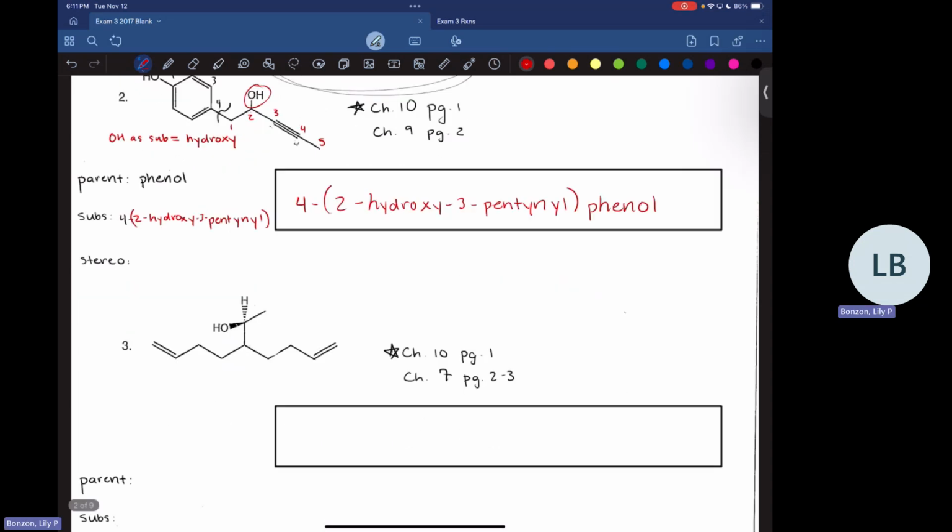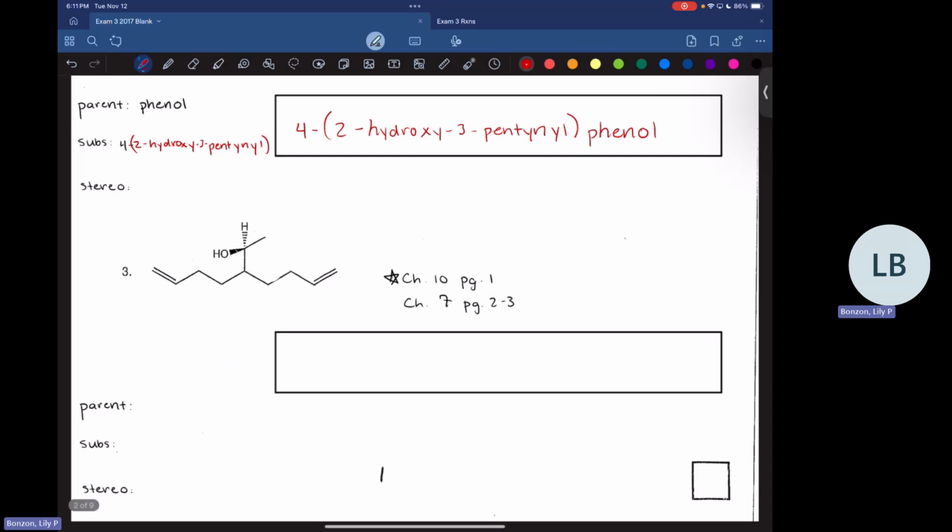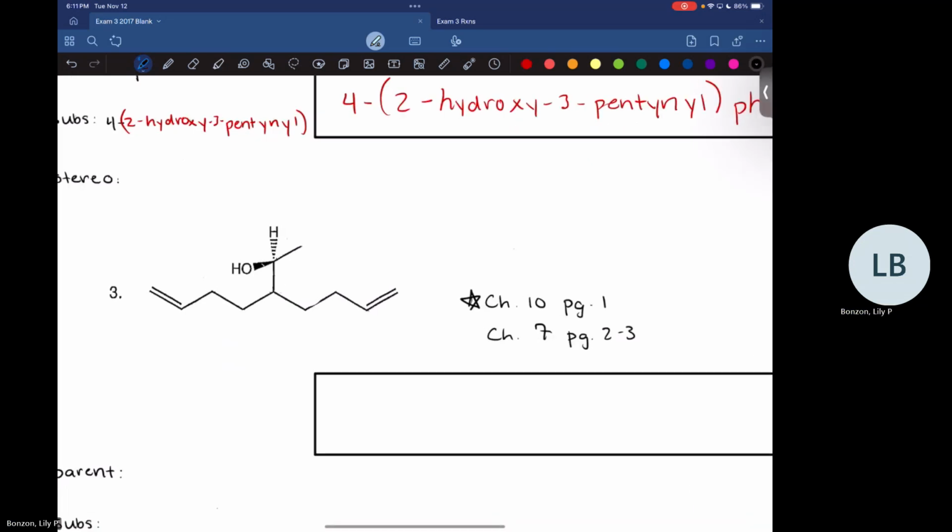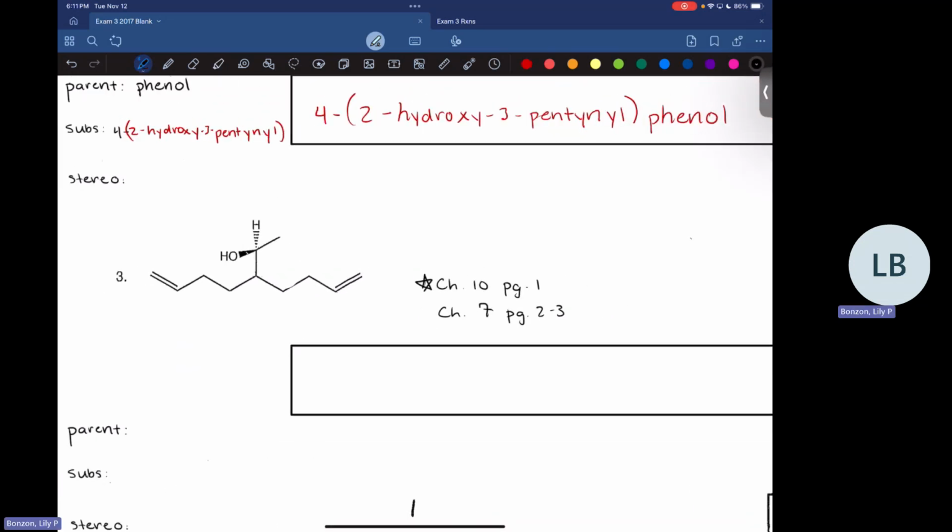Okay, moving on to our last nomenclature. So for this one, we have a couple of double bonds and we have an alcohol group. So for this one, we're going to have to remember that our alcohol is going to be our highest priority group that we know so far.